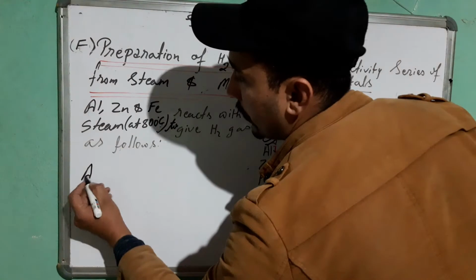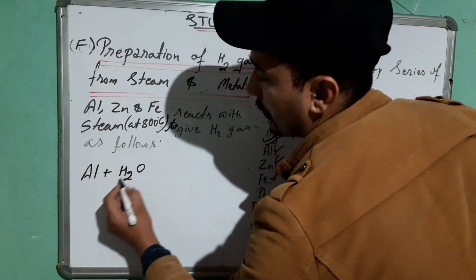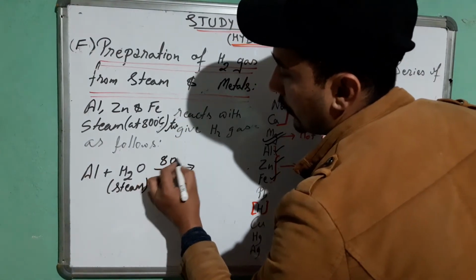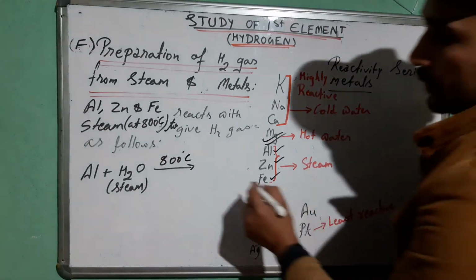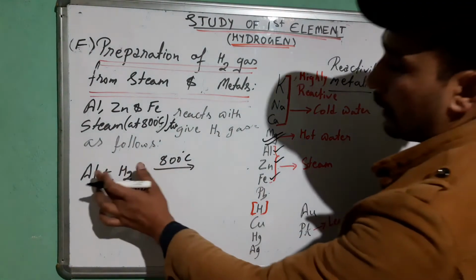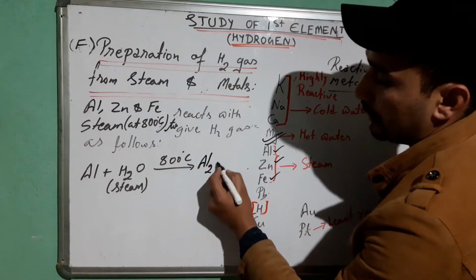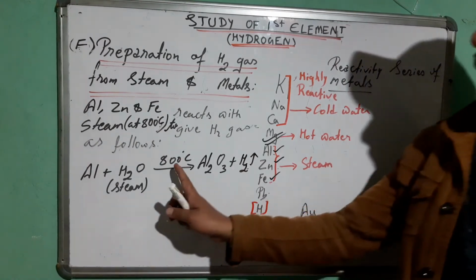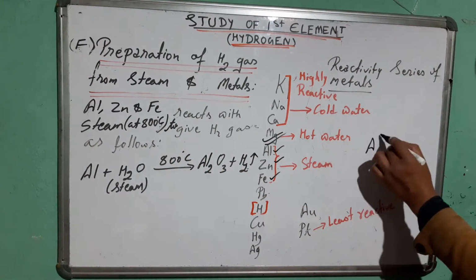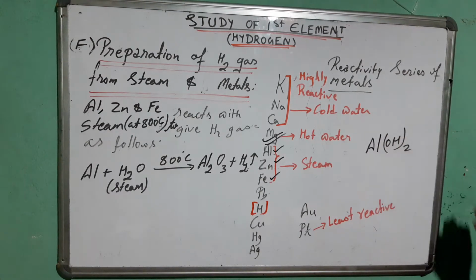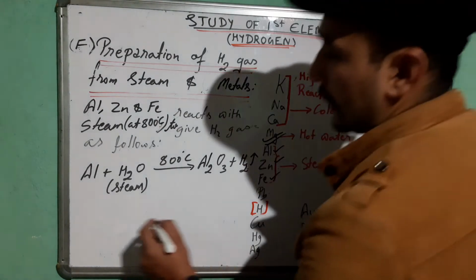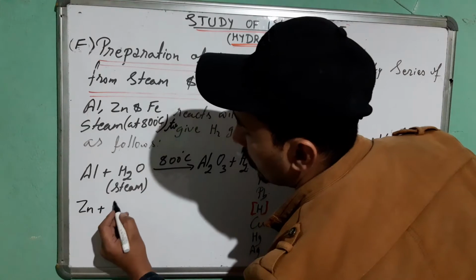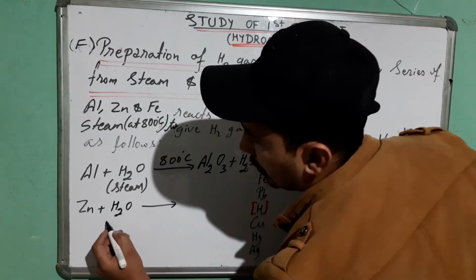So aluminum plus water in the form of steam, and the temperature is nearly 800 degrees Celsius. So instead of forming aluminum hydroxide, it forms aluminum oxide, Al2O3, plus hydrogen gas, because the temperature is extremely high. So aluminum hydroxide changes to aluminum oxide. Okay, next, aluminum is done. Now zinc plus H2O, this is also steam.